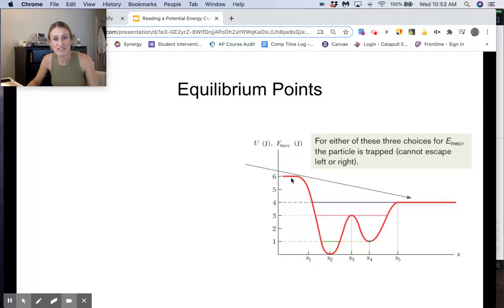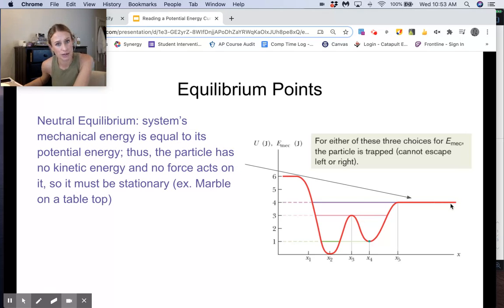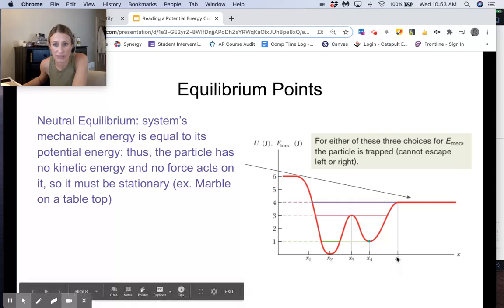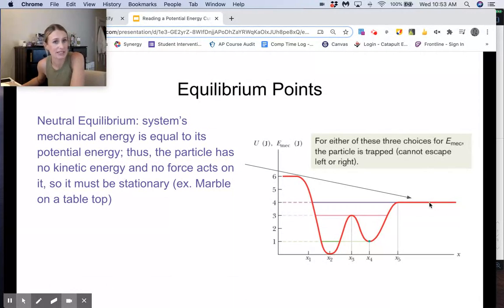So say my total mechanical energy is 4 joules, so I draw a line here at 4 joules. If I get to this plateau right here, this is called a neutral equilibrium. In a neutral equilibrium, the system's mechanical energy is equal to its potential energy. We can see here our total mechanical energy is that 4 joules, and at this plateau, beyond x5, that's what our potential energy is equal to. So all of the energy is in potential energy.